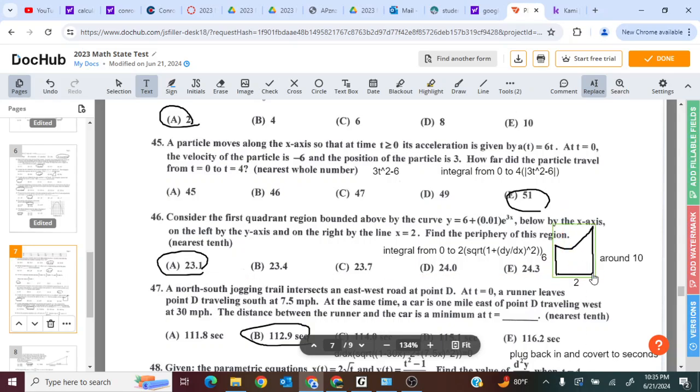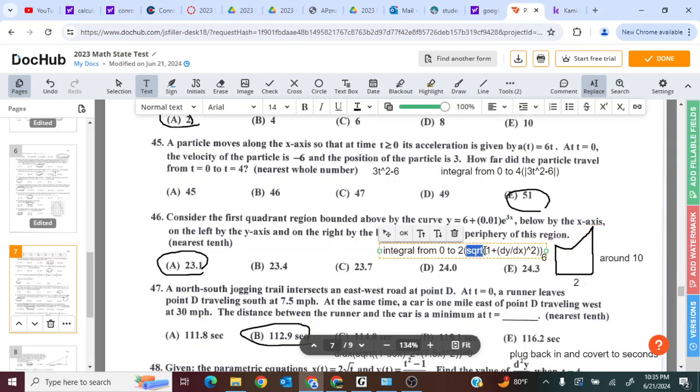Then from x equals 0 to x equals 2, your y at 2 is around 10 or something. And then the last part of the perimeter is this arc length right here. The equation for arc length is the integral of the square root of 1 plus your derivative squared. So once you do that, you get 23.1.